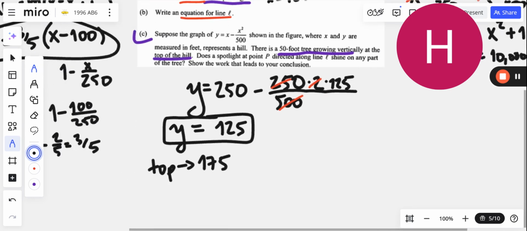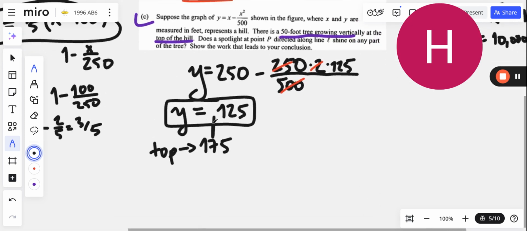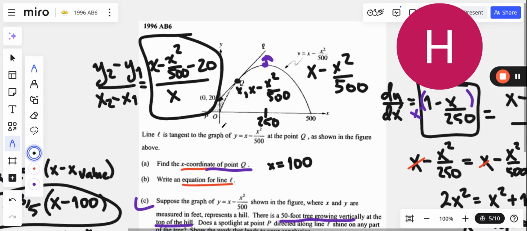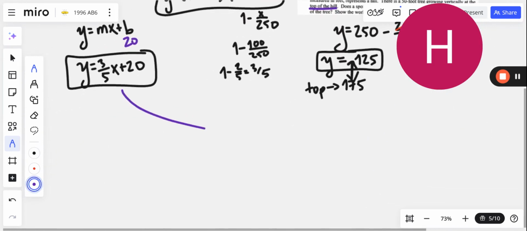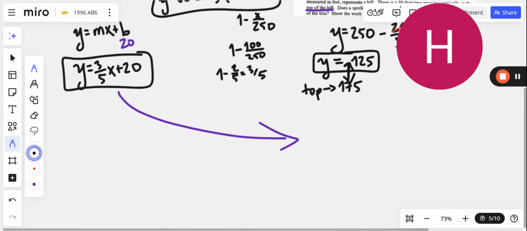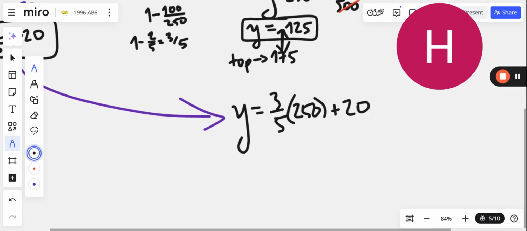So if that tangent line goes through any of these ranges of y value when x equals 250, then we'll know that it cuts through the tree. So we just have to plug in 250 to the tangent line. We're going to use this tangent line. We're going to say y equals 3/5 of 250. That's the x value. I have a feeling it's going to go through.